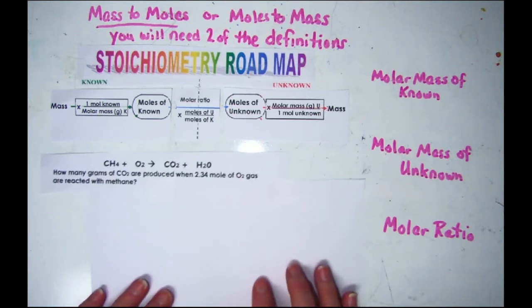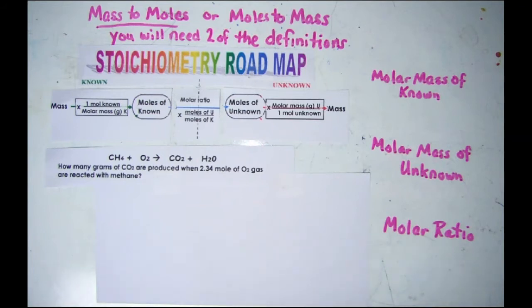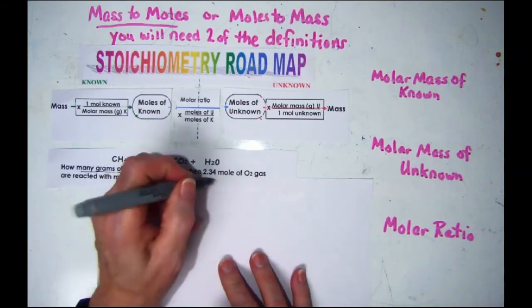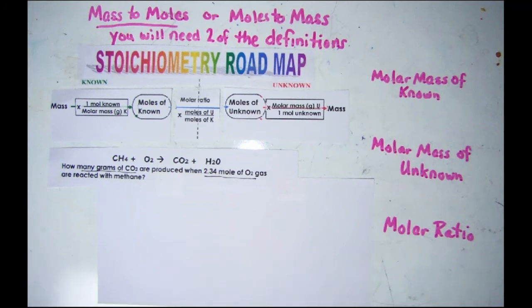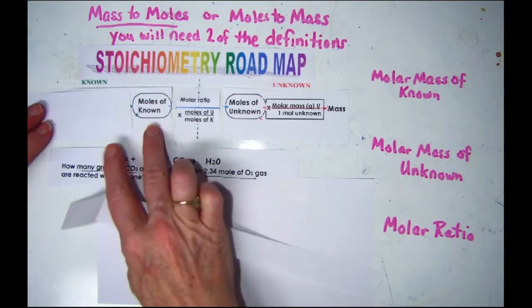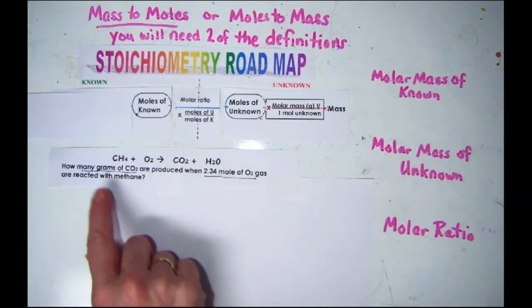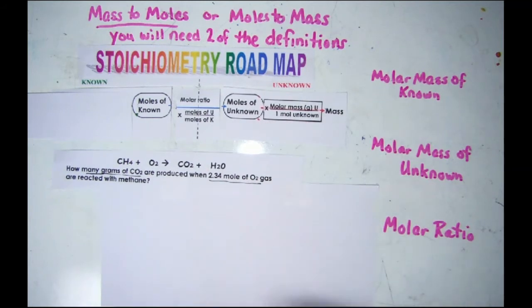So let's look at this first problem that I have. You can see that it says how many grams of CO2, there is our unknown, are produced when I start out with 2.3 moles of oxygen gas. So what we're wanting to do here is say, okay, where are we starting? Well, we are starting with moles of the known, which basically means we do not need the molar mass of the known. What we are going to need, however, since we are looking for grams of the unknown, is the molar mass of the unknown, right? So let's go ahead and figure this out.